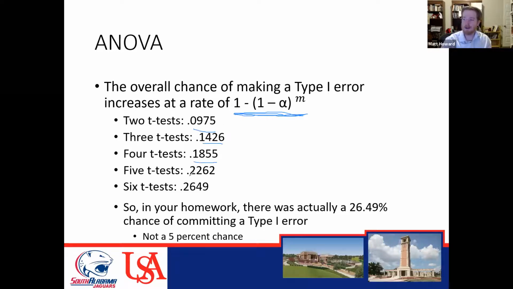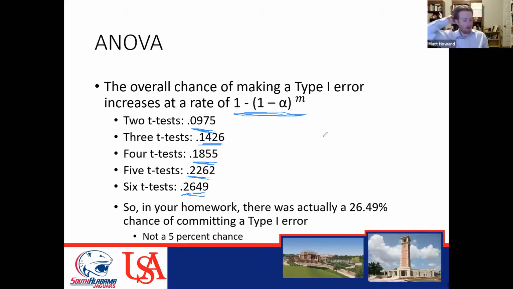I'm not expecting you to know that formula. This formula will never, ever, ever be on a test. I just want you to know this conceptually: if we perform 1 analysis, we assume a type 1 error rate of 5%. However, if we're performing 2 analyses, such as 2 t-tests, we would have a type 1 error rate of 9.75%. If we do 3 t-tests, it's closer to 14%. 4 t-tests, closer to 19%. 5 t-tests, closer to 23%. And then 6 t-tests, closer to 26.5%.